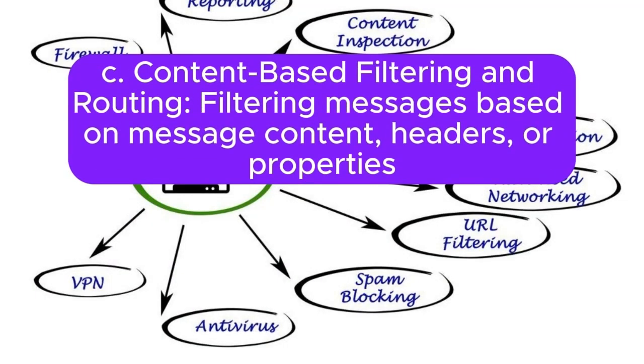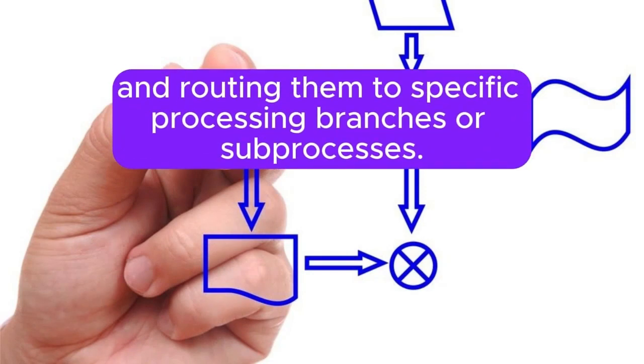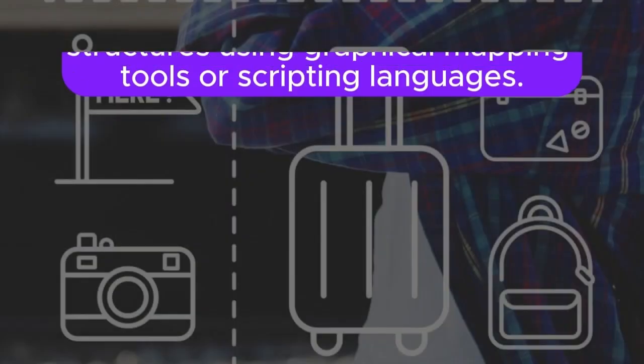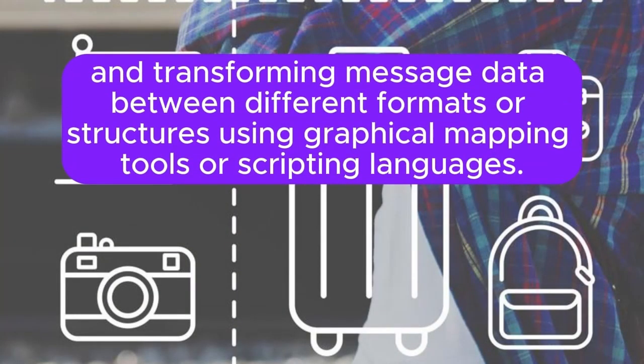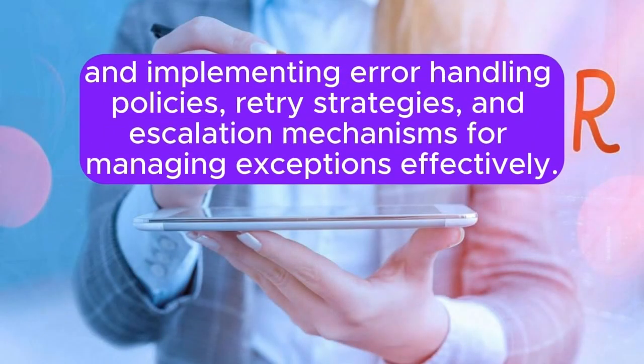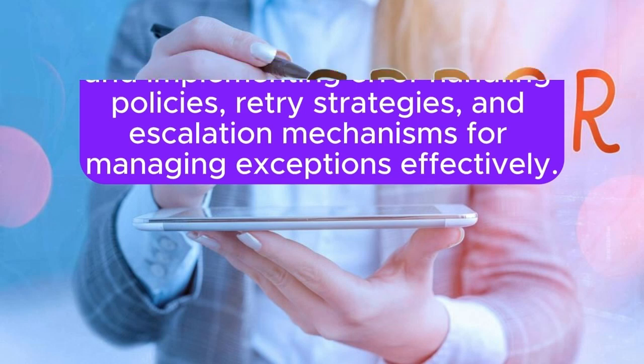C. Content-based filtering and routing, filtering messages based on message content, headers, or properties, and routing them to specific processing branches or subprocesses. D. Message enrichment and transformation, enriching message content with additional data or metadata, and transforming message data between different formats or structures using graphical mapping tools or scripting languages. E. Error handling and exception management, handling errors and exceptions that occur during message processing, and implementing error handling policies, retry strategies, and escalation mechanisms for managing exceptions effectively.